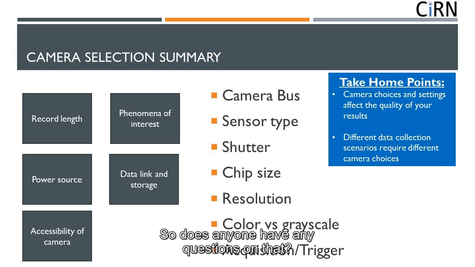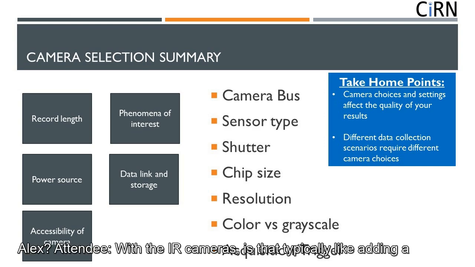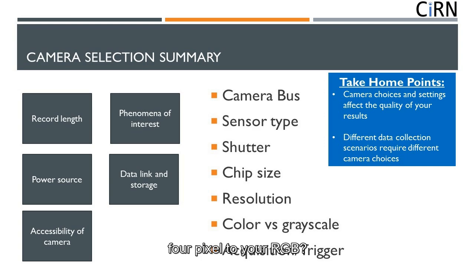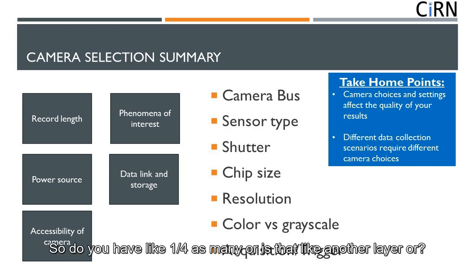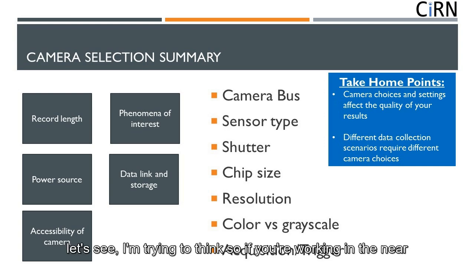Should ask, does anyone have any questions on that? Alex? With the IR cameras, is that typically like adding a fourth pixel to your RGB? So would you have like a quarter as many, or is that like another layer? Let's see, I'm trying to think.